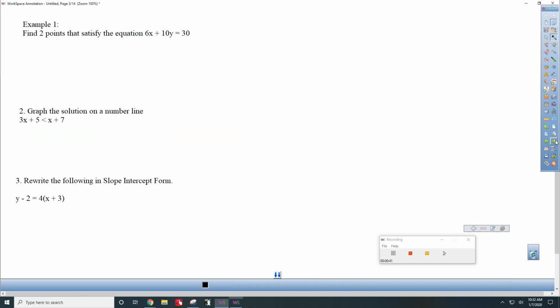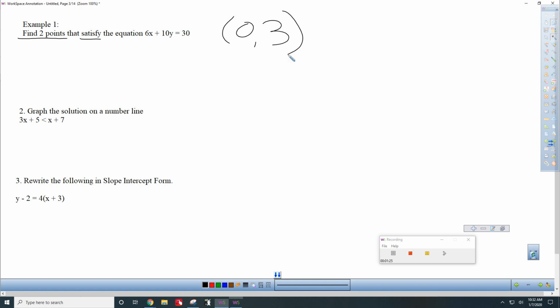Okay, the first one. I think the key of algebra is being able to understand what the directions are telling us. Find 2 points that satisfy that equation. Okay? I just made my y disappear. So, there's a couple of different ways you can do this. But the best way is to put in a 0 for the other one. So Adrian, if I put in a 0 for the x, what number would I put in for y so that my result on the left side is 30? Very good. So there's 1 point that works.